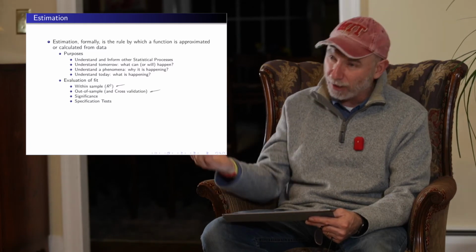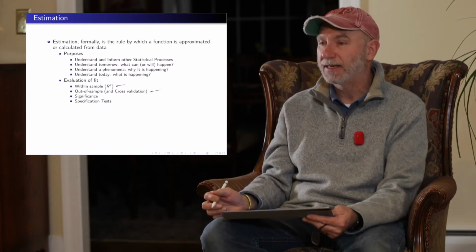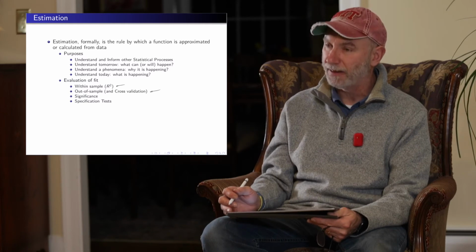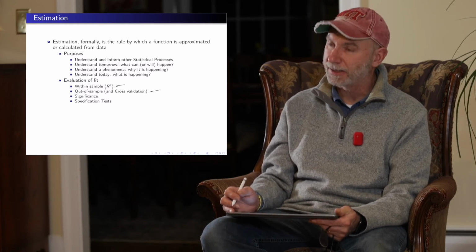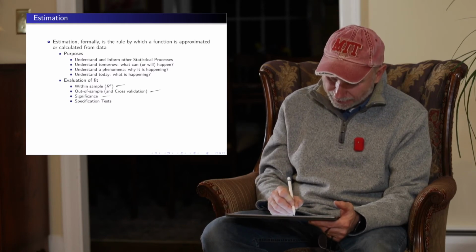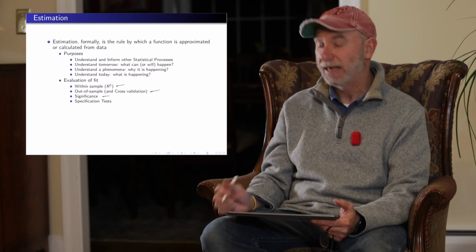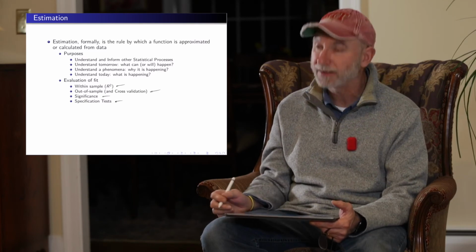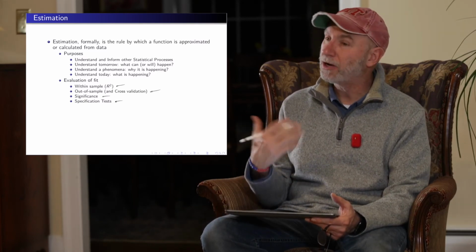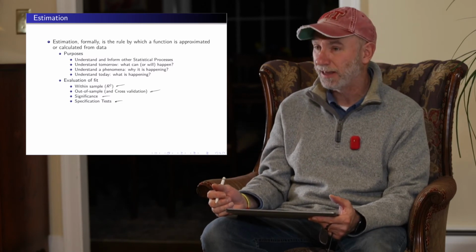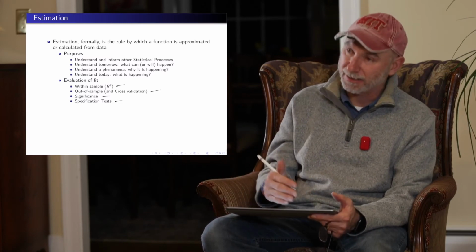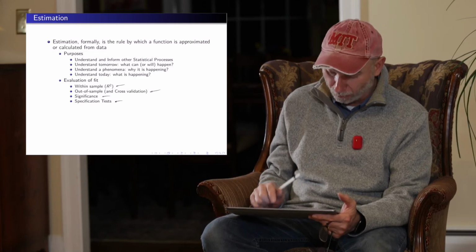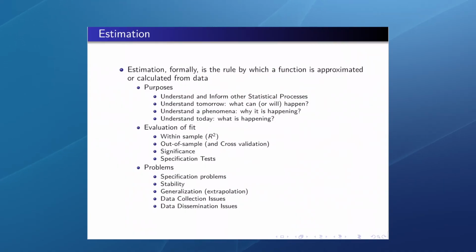So extrapolation is very important. And there are techniques that engineers use. It's called cross-validation, which is extremely powerful in that sense. When we want to understand causality, it's about significance and specification tests, etc. So depending on how we're going to use the data, there are different aspects that we have to evaluate to know whether or not we're doing a good job.